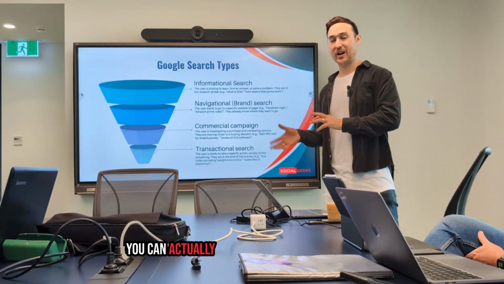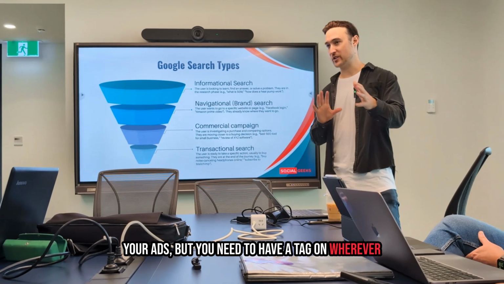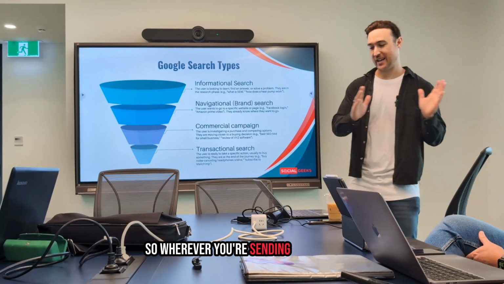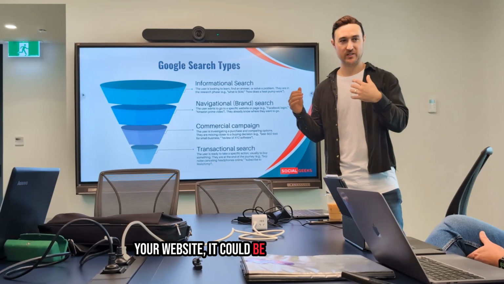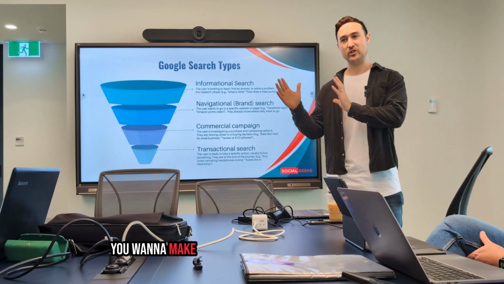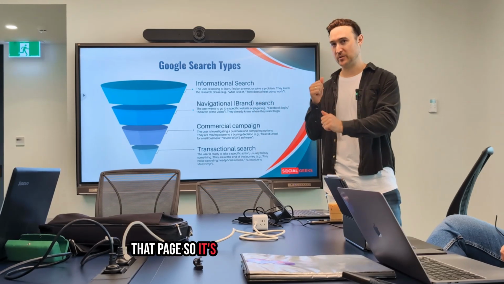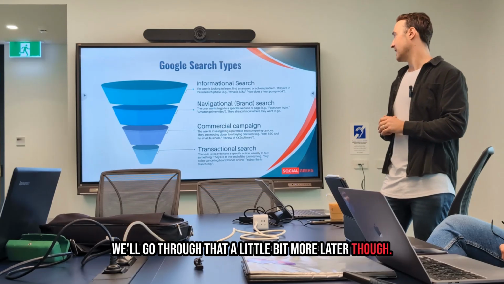You can actually track things directly through your ads, but you need to have a tag on wherever you're sending traffic with your ad campaigns. So wherever you're sending ads, it could be an event page on Eventbrite, it could be your website, it could be a CRM landing page. You want to make sure that you've got Google tracking that page so it's able to then perform better. We'll go through that a little bit more later though.